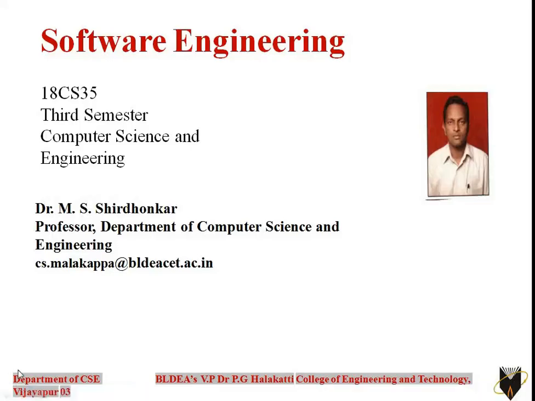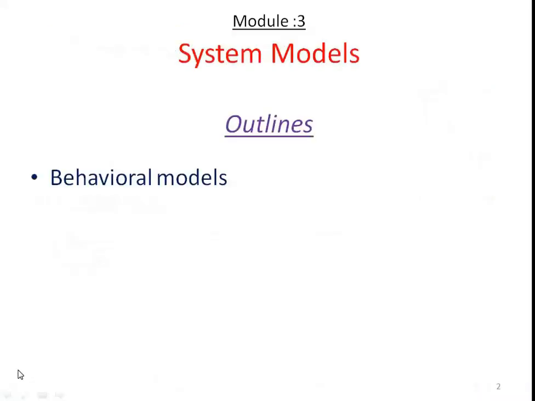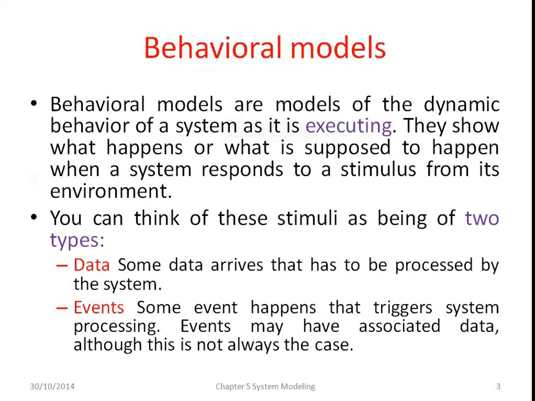Today's outline of the class is behavioral models. In the previous classes, we saw the types of system models: one is the context model, then the interaction model, then the structural model, and the last model is the behavioral model. What do you mean by behavioral model?